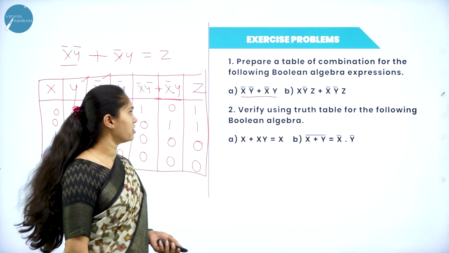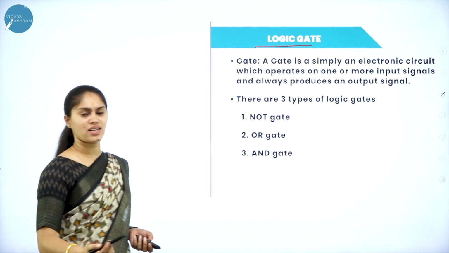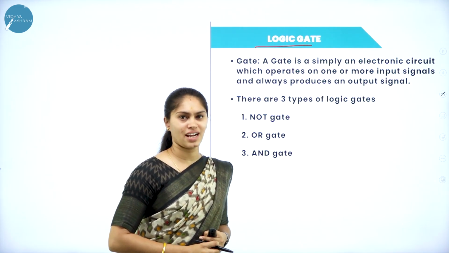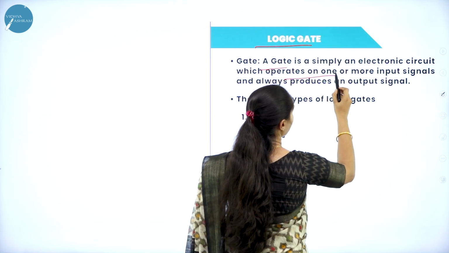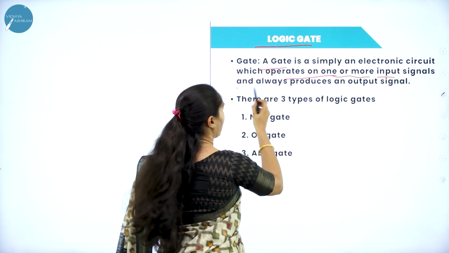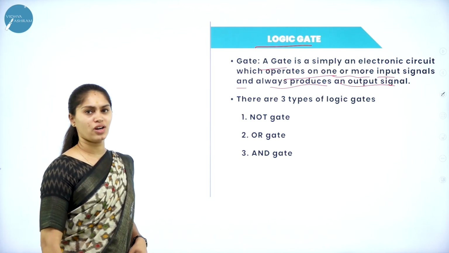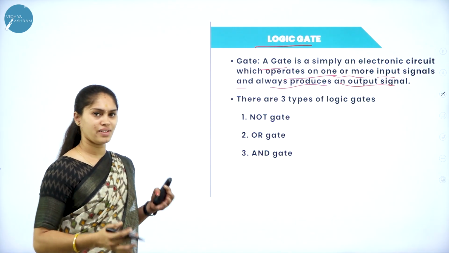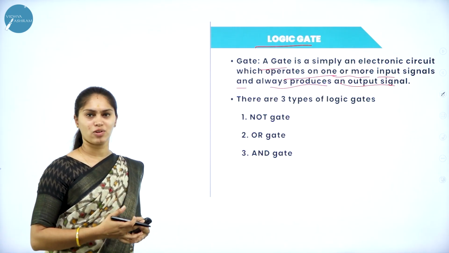Let me move to the next topic, which is related to logic gates. As I told, logic gates are used in order to build a circuit. Then what is this gate all about? It is an electronic circuit which operates on one or more input signals and always produces an output signal, which is based on the input signal and the kind of logic gate that we are going to use.